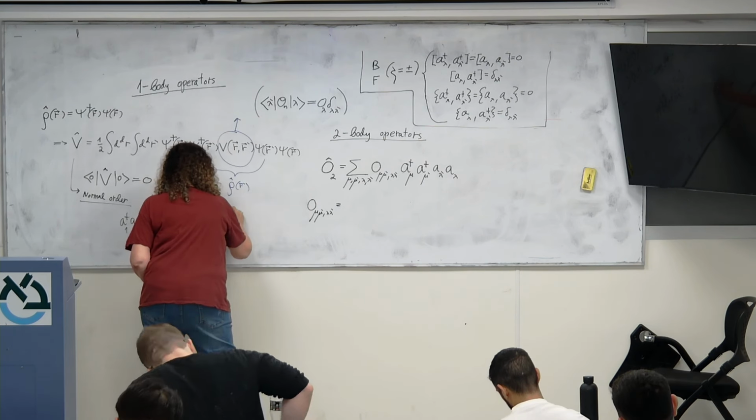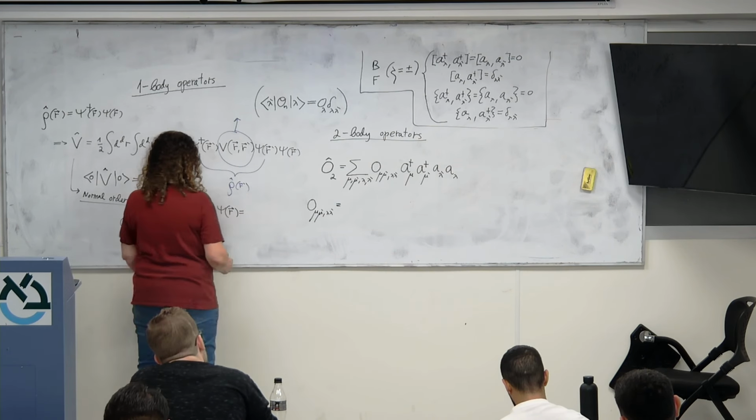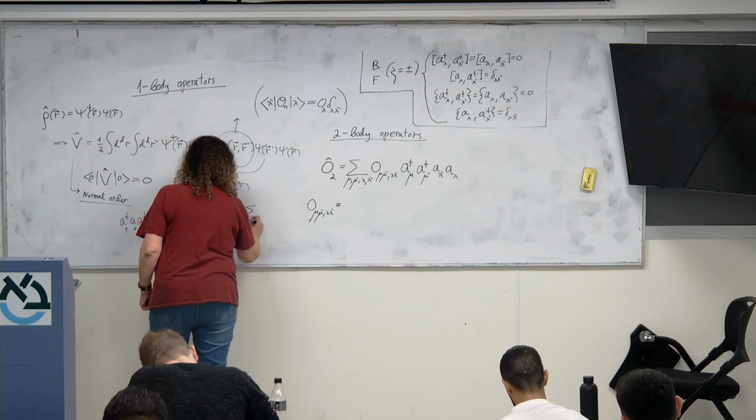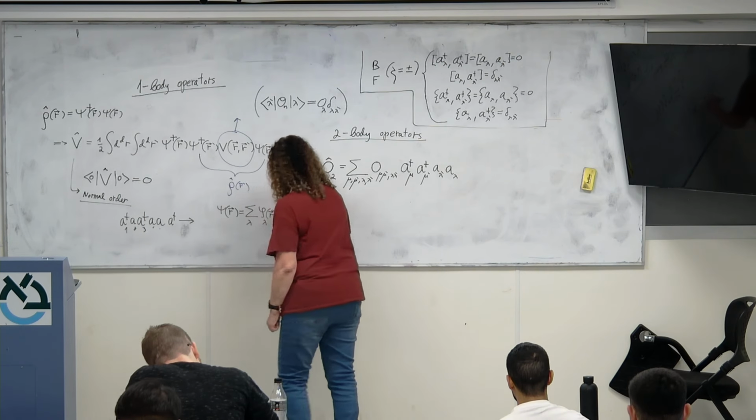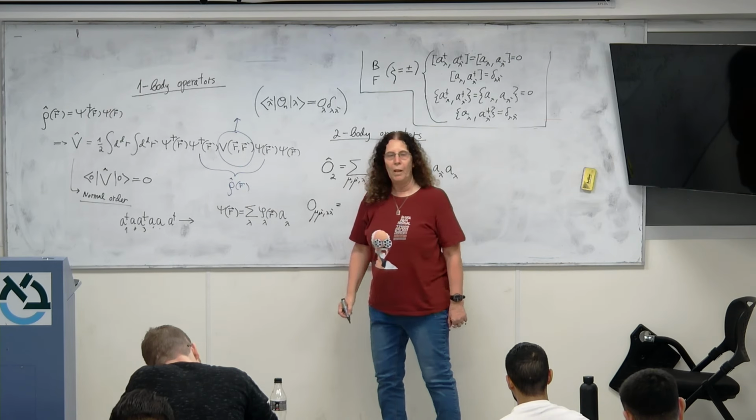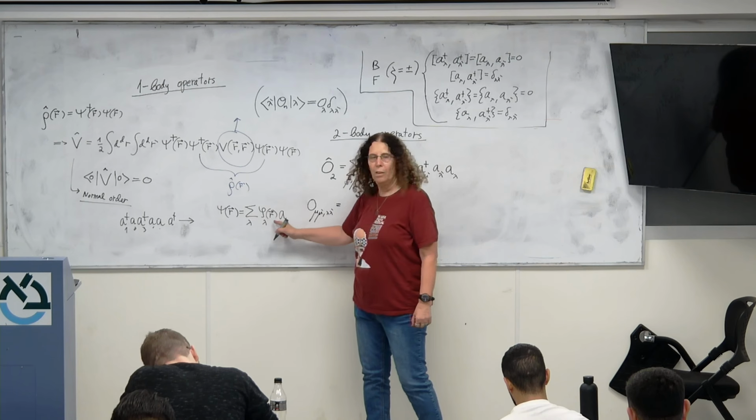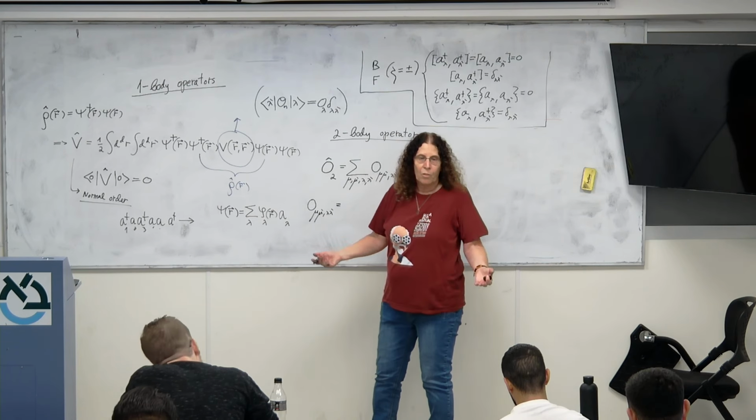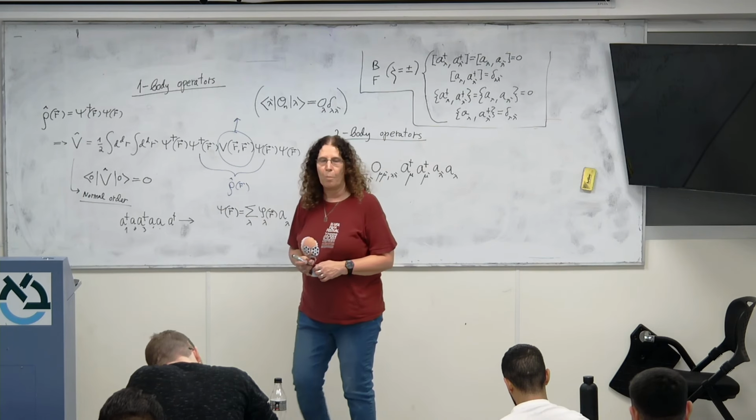psi of R, this is how I got it. Psi of R can be represented as a sum over lambda of some phi lambda of R, a lambda, right? This, we already saw, where phi lambda of R is just the wave function in real space representation.